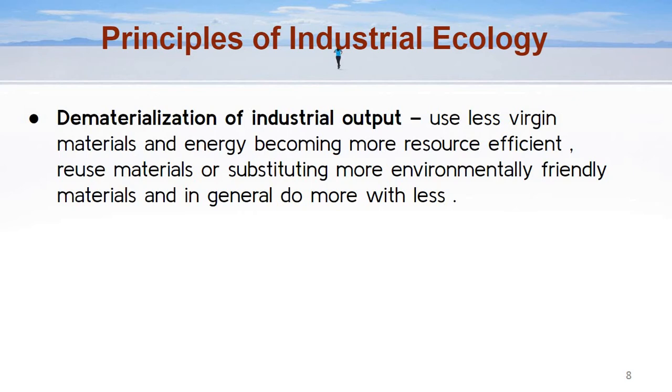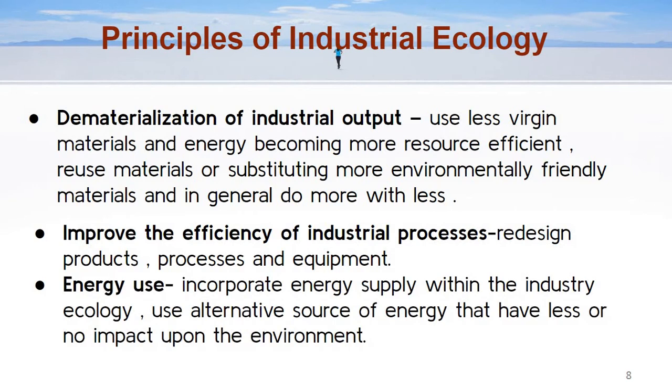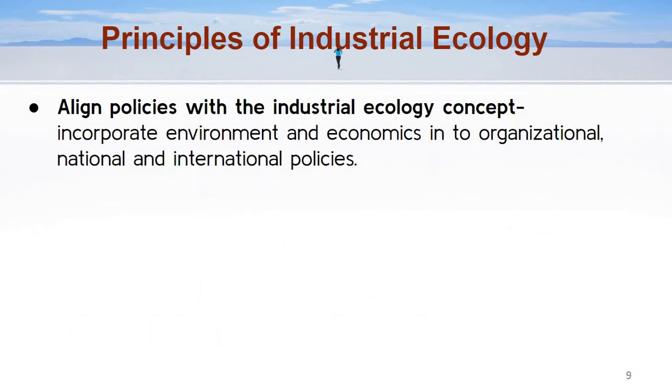Thirdly, dematerialization of industrial output, use less virgin materials and energy, becoming more resource efficient, reuse materials or substitute more environmentally friendly materials, and in general do more with less. And fourth, improve the efficiency of industrial processes. This might need redesign of products, processes and equipments. Finally, energy use. Incorporate energy supply within the industry ecology. Use alternative source of energy like renewable energy that have less or no impact upon the environment. And finally, align policies with the industrial ecology concept.